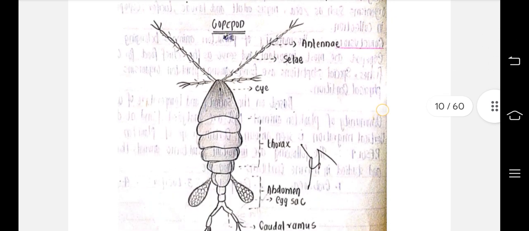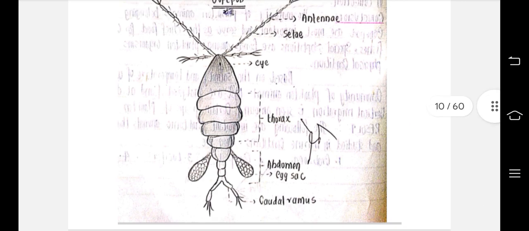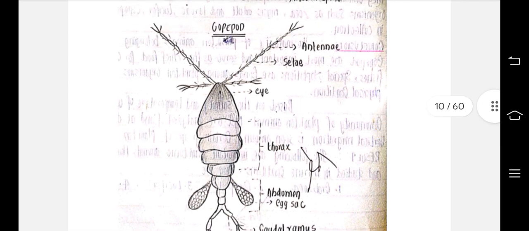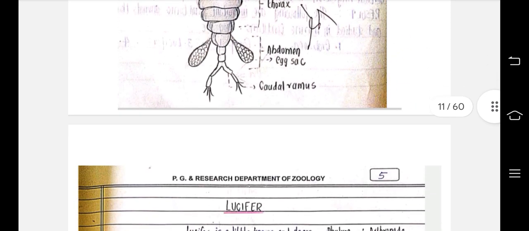Copepod: antennae, setae, eye, thorax, abdomen, egg sac, caudal ramus.